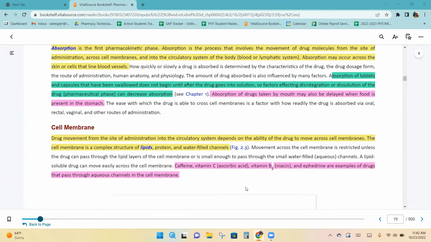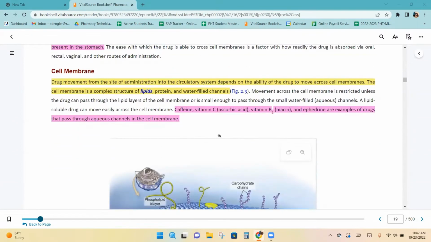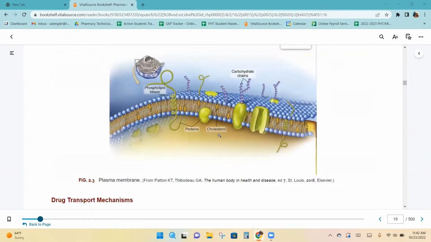Drug movement from the site of administration into the circulatory system depends on the ability of the drug to move across cell membranes. The cell membrane is a complex structure of lipids, proteins, and water-filled channels. Caffeine, vitamin C, vitamin B, niacin, and ephedrine are examples of drugs that pass through the aqueous channels in the cell membranes. Figure 2.3 shows a picture of the plasma membrane.